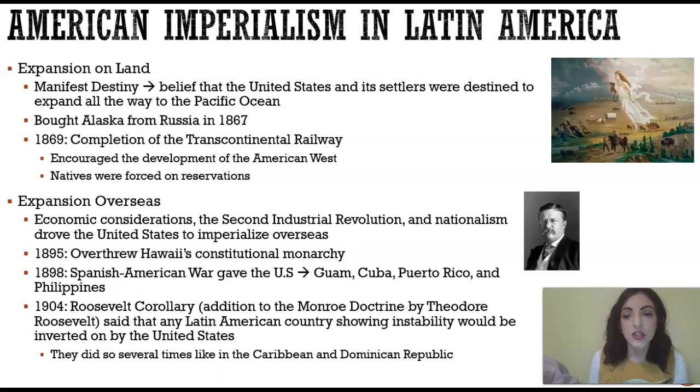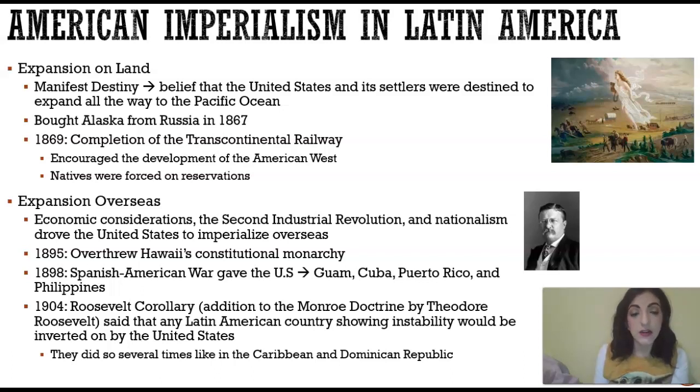You also have expansion of some territory overseas. Because of economic considerations and the Second Industrial Revolution, nationalism is going to drive the United States to imperialize overseas. At first, this was an idea that was fought against. They didn't want us to have territory anywhere else, but then it's going to be something that's pushed. So in 1895, they're going to actually overthrow Hawaii's constitutional monarchy and claim Hawaii for itself.